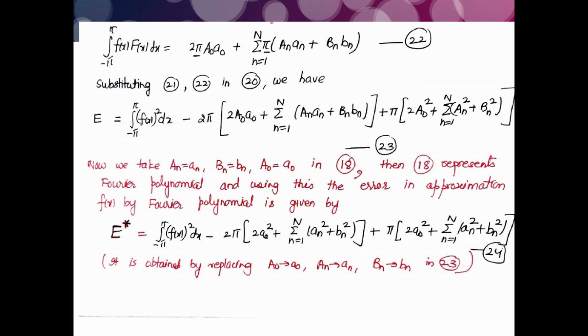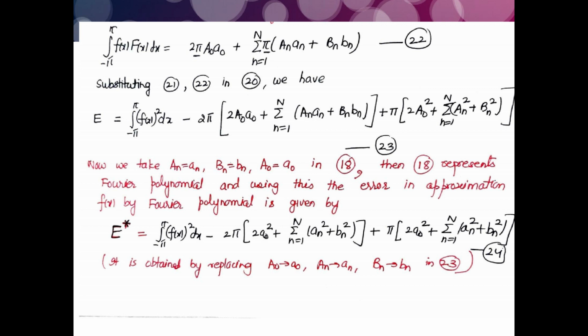Now we substitute equation number 21, 22 in 20, which is the expression for the total square error, and finally we have relation number 23, that the error in approximating your periodic function f of x by any trigonometric polynomial whose coefficients are capital A naught, capital An, and capital Bn.